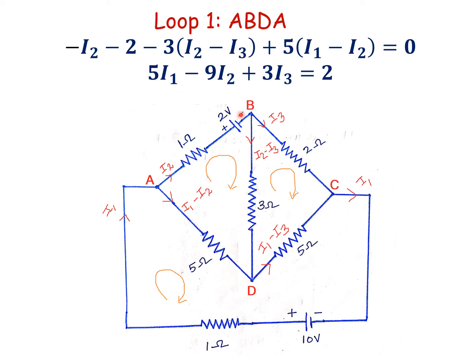And then see this 3 ohm resistor. Both the currents are in the same direction. Again a voltage drop. Minus 3 into I2 minus I3. Consider the 5 ohm resistor. Both the currents are opposing in nature. So it is a voltage rise. That is equal to 0. Now I have to simplify the equation. 5I1 minus 9I2 plus 3I3 equal to 2 is equation number 1.